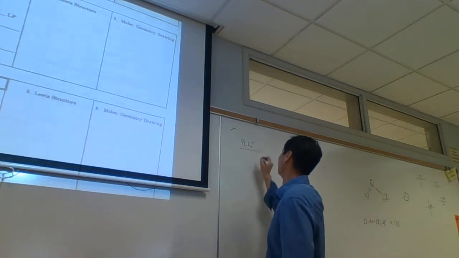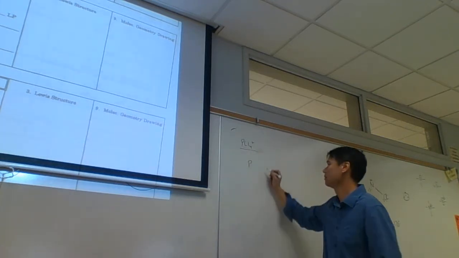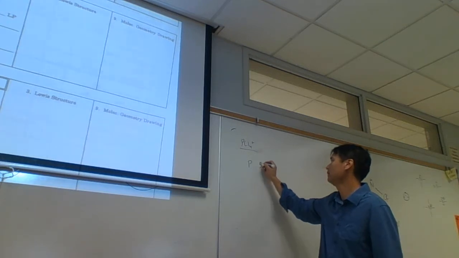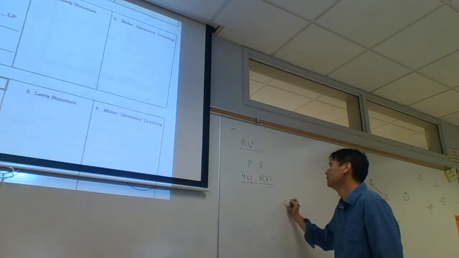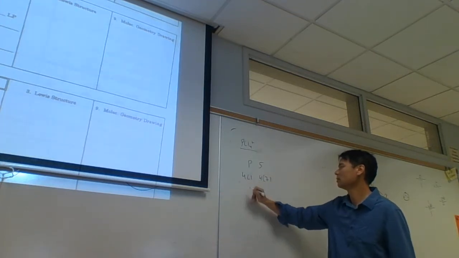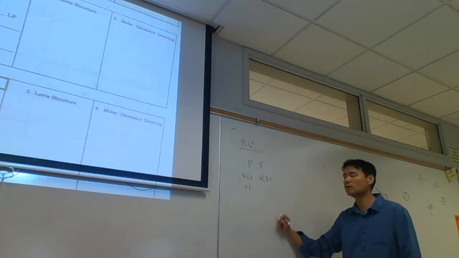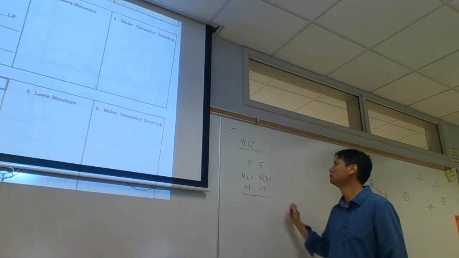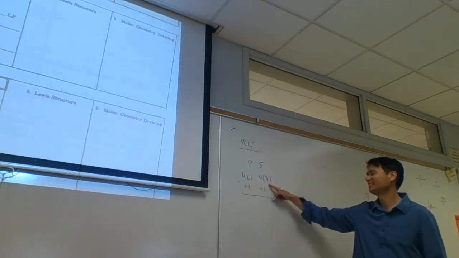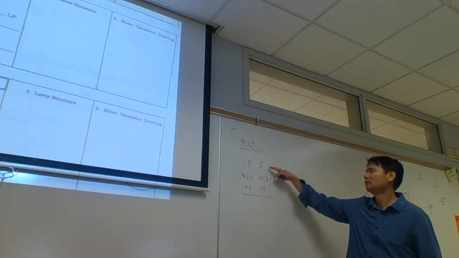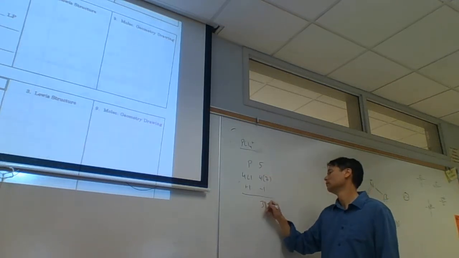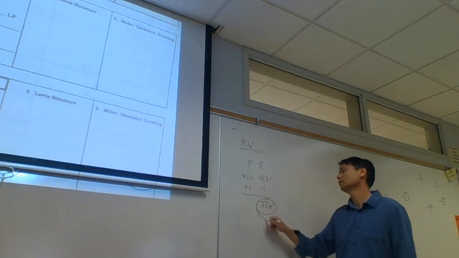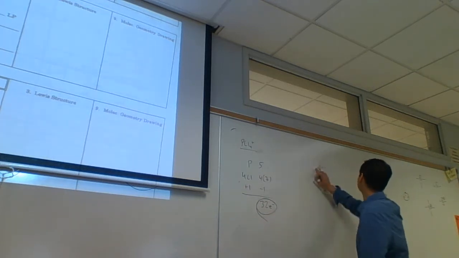PCl4 plus. Phosphorus, how many valence electrons? 5. And then we have 4 chlorines. Each chlorine is 7, so 4 times 7. And then, oops, we have a charge. A +1 charge means we take away an electron or add an electron? Take away one. So 4 times 7 is 28, and that gives 32 electrons total.